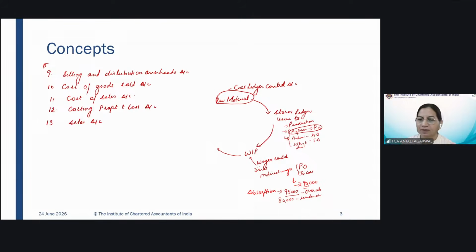Similarly, if there is under absorption, you will see that production overhead is debited by more, but credited by less. So you will pass the entry costing profit and loss account debit to production overheads by 10,000. So if you write off immediately whatever the under absorption and over absorption is, you can take it to the costing P&L account. You may not carry it forward. However, if you want to carry it forward, you can leave it like that, or you can transfer it to production overhead suspense account, which means that in some years there was under absorption, in some years over absorption, which will automatically get adjusted in the long run.